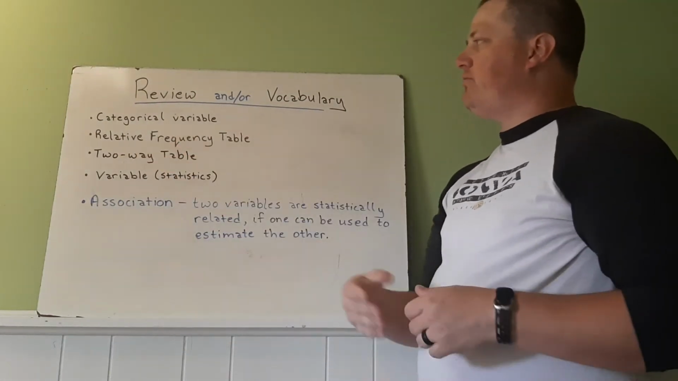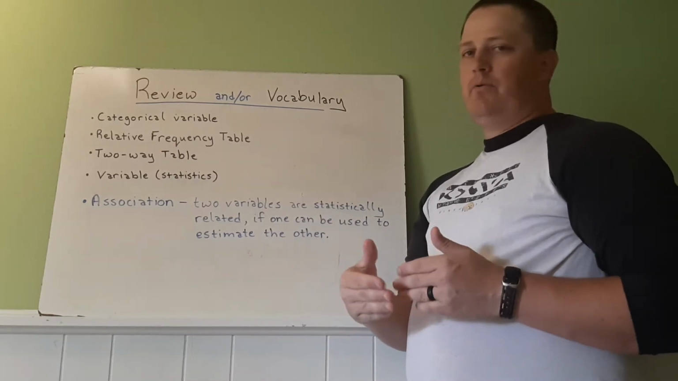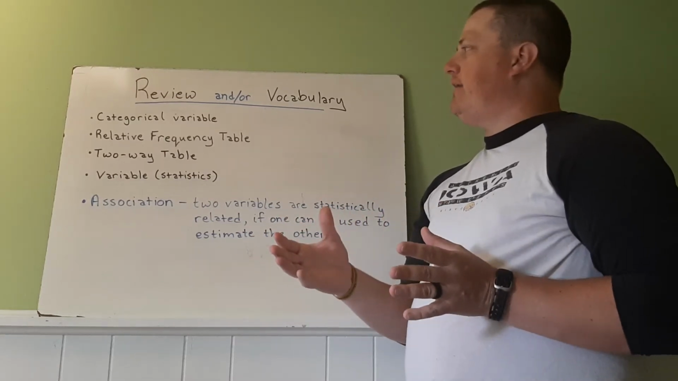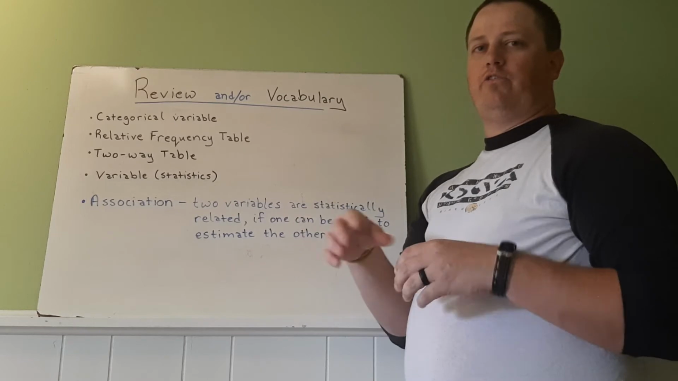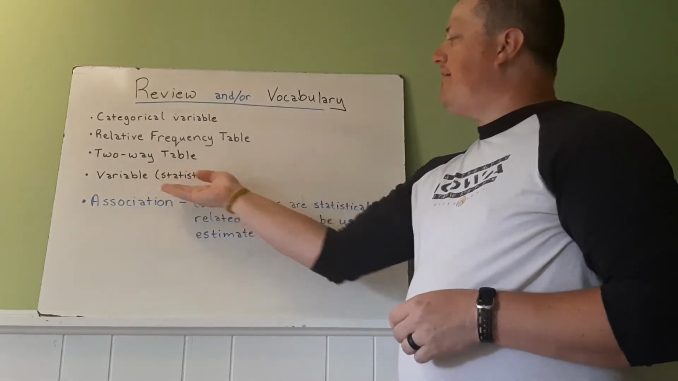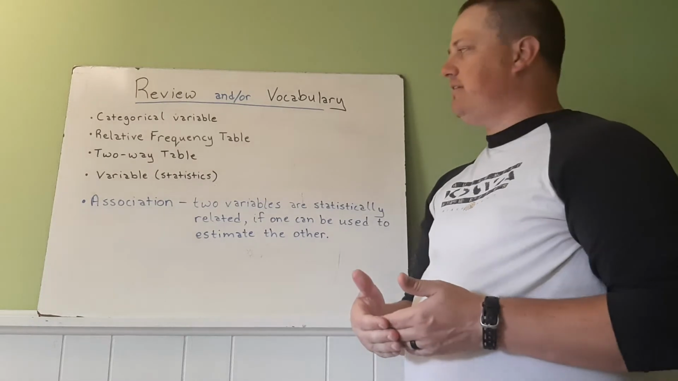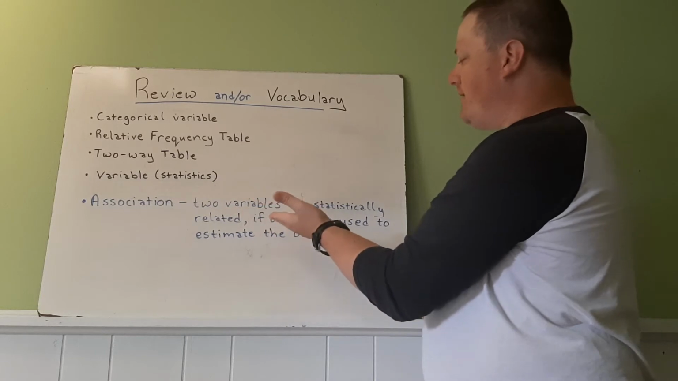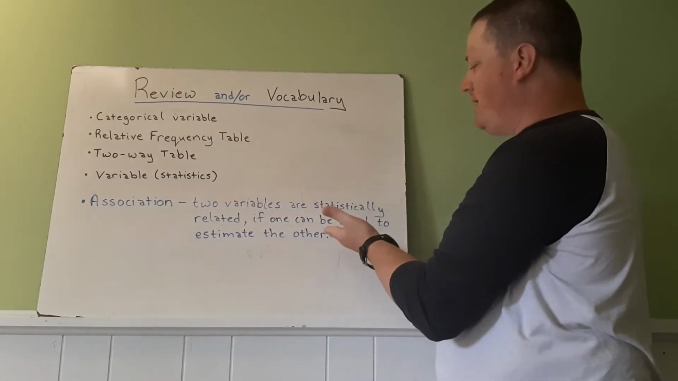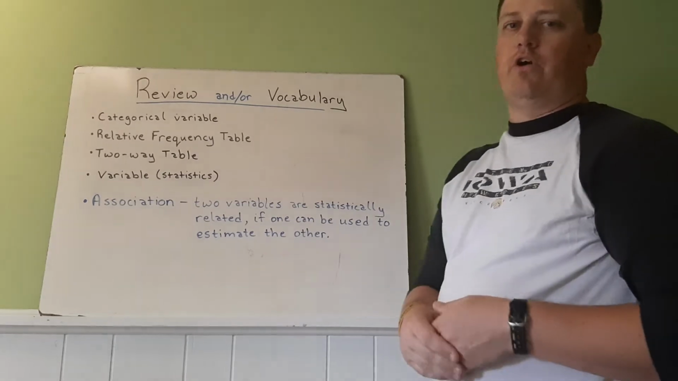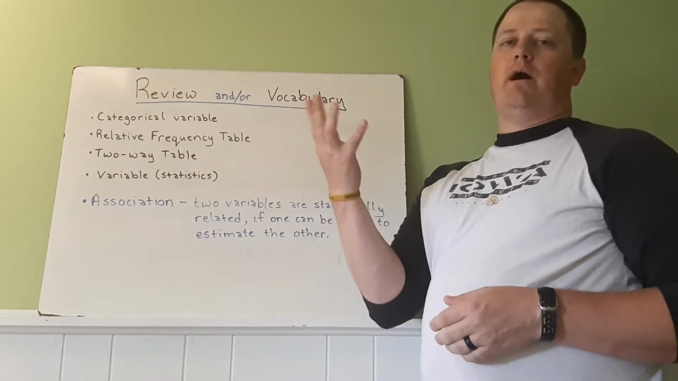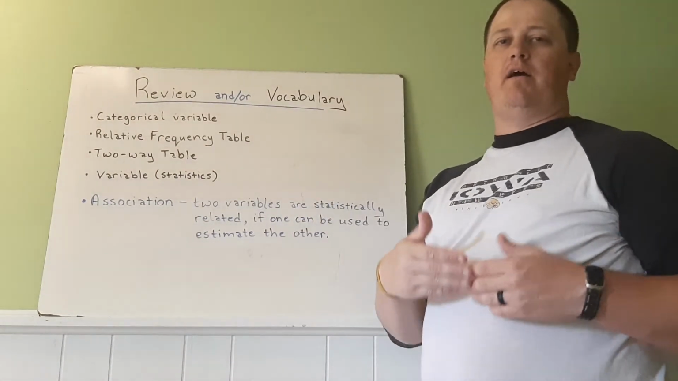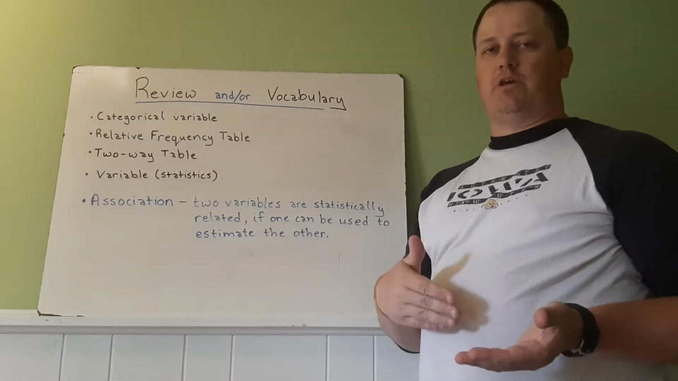A two-way table is where you have two categorical variables or two variables that are broken into categories, and each is given its own side to kind of show the data. Then we have a variable, which is just something that's being tested here. And then here we want association. Two variables are statistically related if one can be used to estimate the other. So an example of that is one going up causes the other to go down. Therefore, looking at it, you can make an estimate of where you think one will be in relationship to the other.